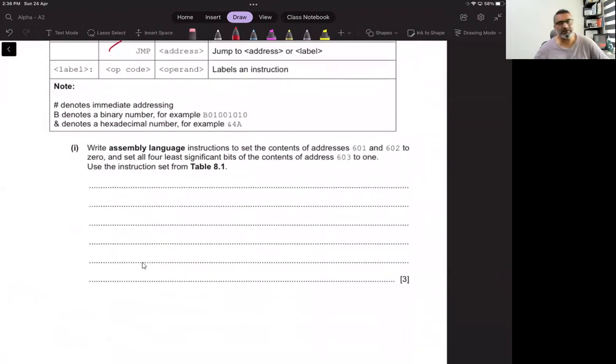Write assembly language instructions to set the contents of the address.